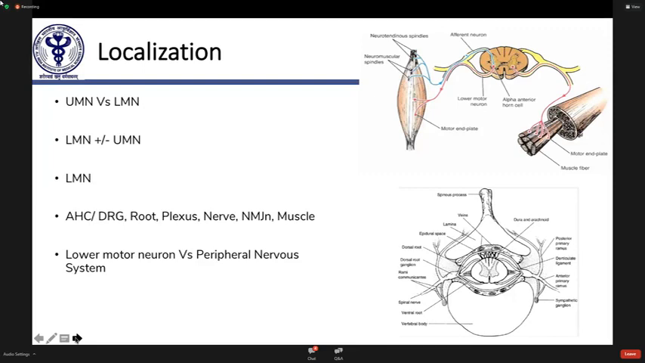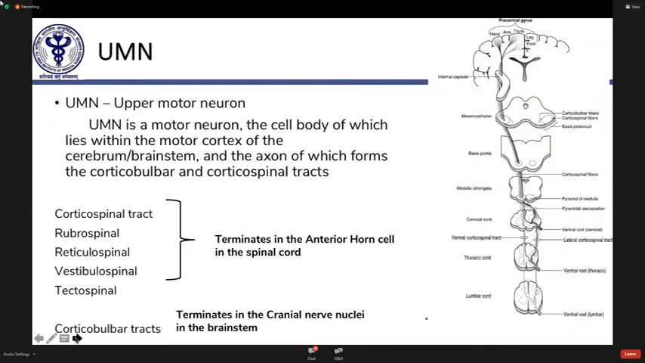So what's the difference between a lower motor neuron and a peripheral nerve system? Of course, the sensory part is involved in the peripheral nerve system. Other than that, when you talk about lower motor neuron, we start with the anterior horn cell, the part which is inside the spinal cord. In the peripheral nerve system, we talk about something which is outside the spinal cord, preferably outside the dura. That's when the peripheral nerve system starts.